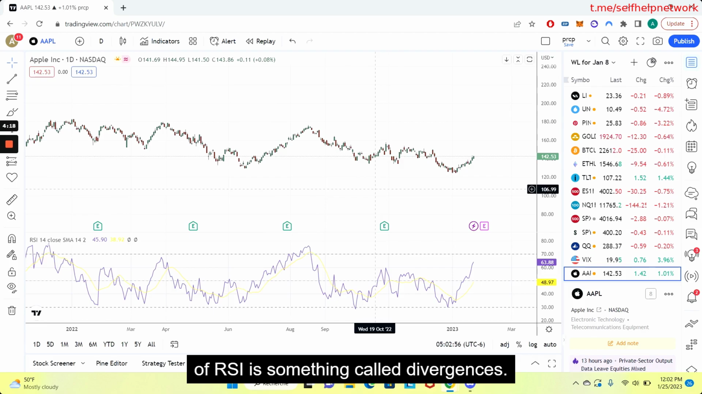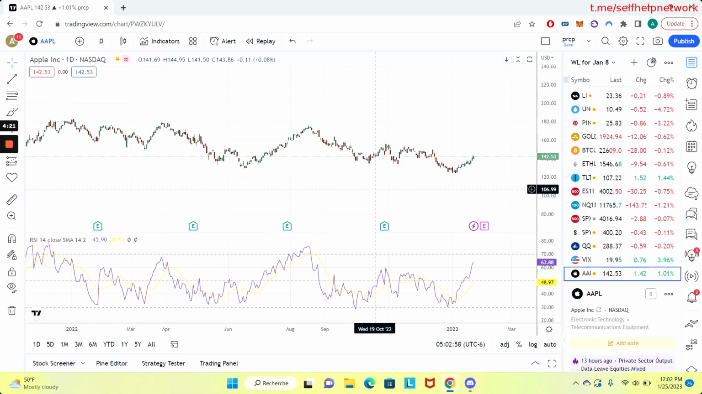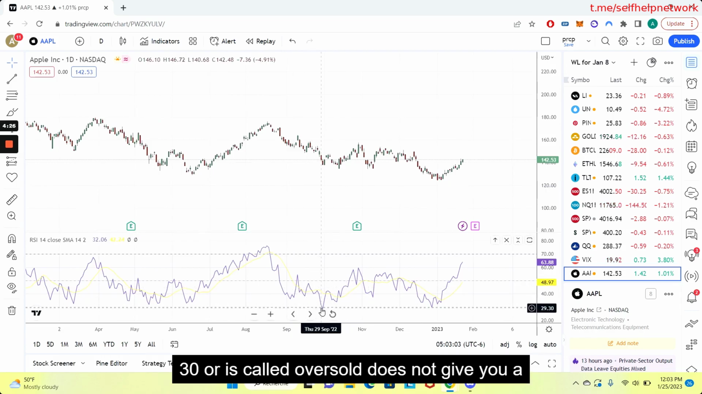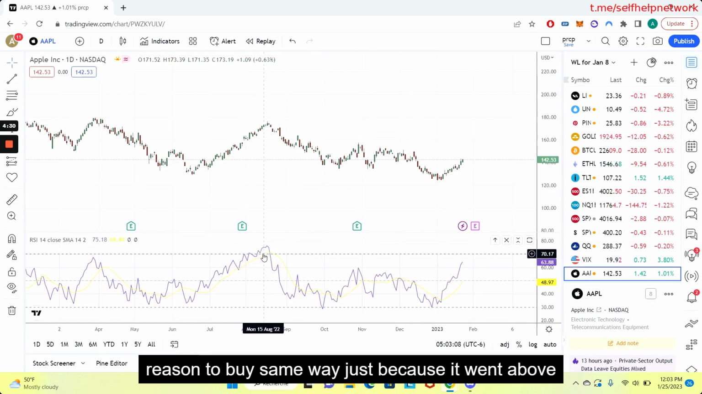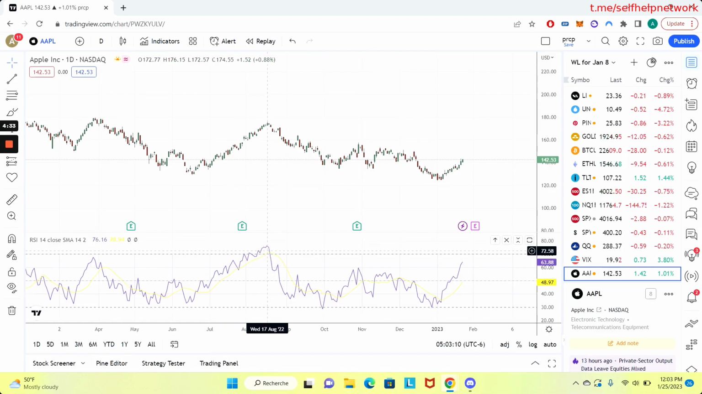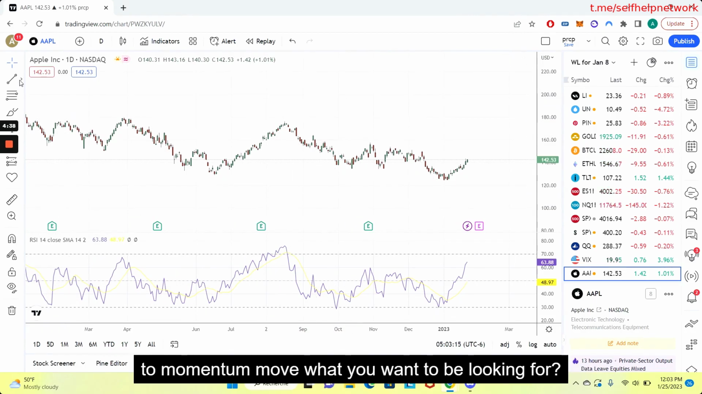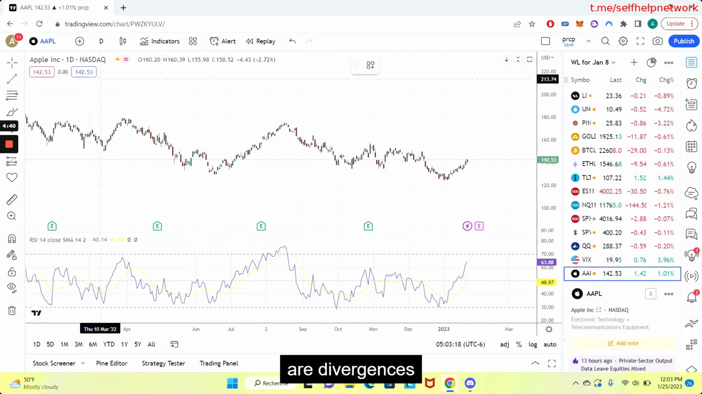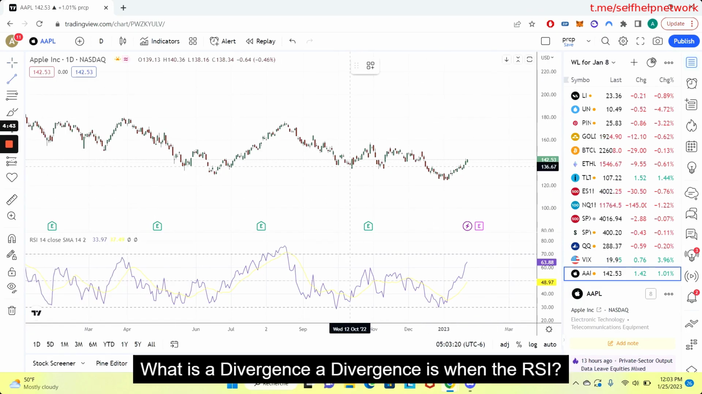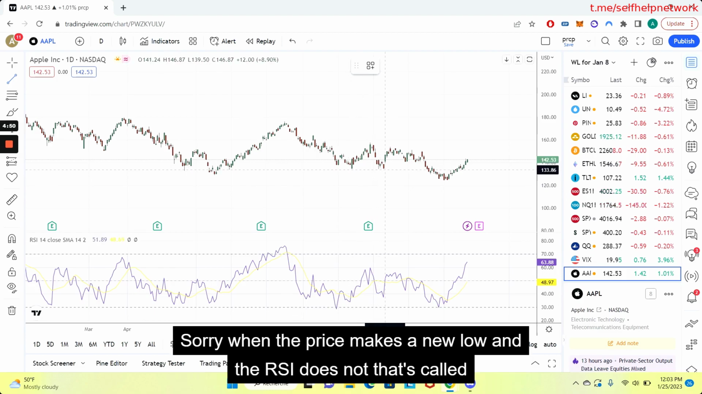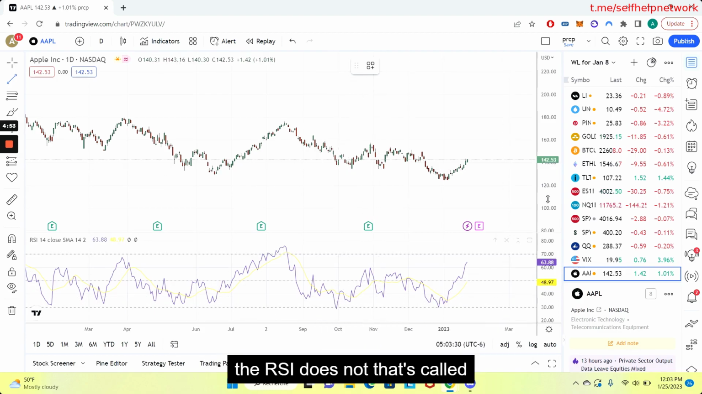Now, the second use of RSI is something called divergences. When I said earlier, just because RSI goes below 30 or is called oversold does not give you a reason to buy. Same way, just because it went above 70 does not give you a reason to sell. In order to do a counter trend move or a counter momentum move, what you want to be looking for are divergences. What is a divergence? A divergence is when the price makes a new low and the RSI does not. That's called a bullish divergence.